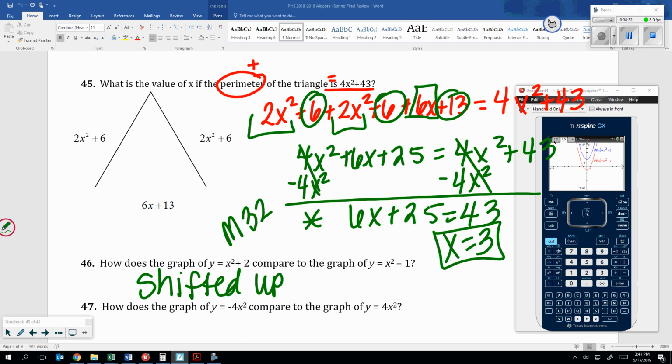Same thing, 47, how does the graph of y equals negative 4x squared compare? So I'm going to go to, again, a new graph. And I'm going to go to negative 4x squared and graph it. And then I'm going to graph 4x squared. Well, how did it change? It is reflected.